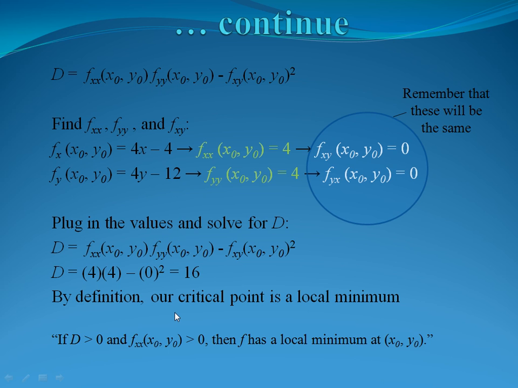So that gives us 16. So by definition, our critical point is going to be a local minimum, because D is positive, so that means we're going to have a local max or a local min, and then our second partial with respect to x was also positive. That tells us that f has a local minimum at our critical point.